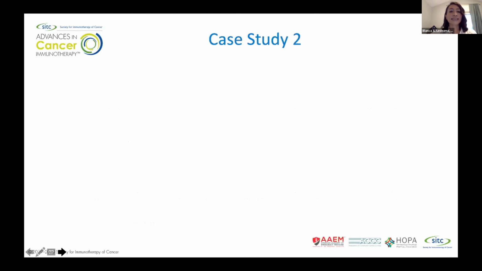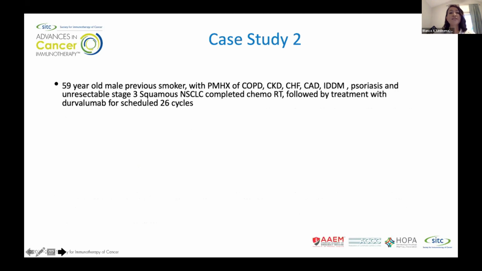Now moving on to the next case study, we have a 59-year-old male, previous smoker with a past medical history of COPD, CKD, CHF, cardiac disease, insulin-dependent diabetes mellitus, psoriasis, and unresectable stage 3 squamous non-small cell lung cancer, who completed chemo-RT and is now being treated with durvalumab for a scheduled 26 cycles.